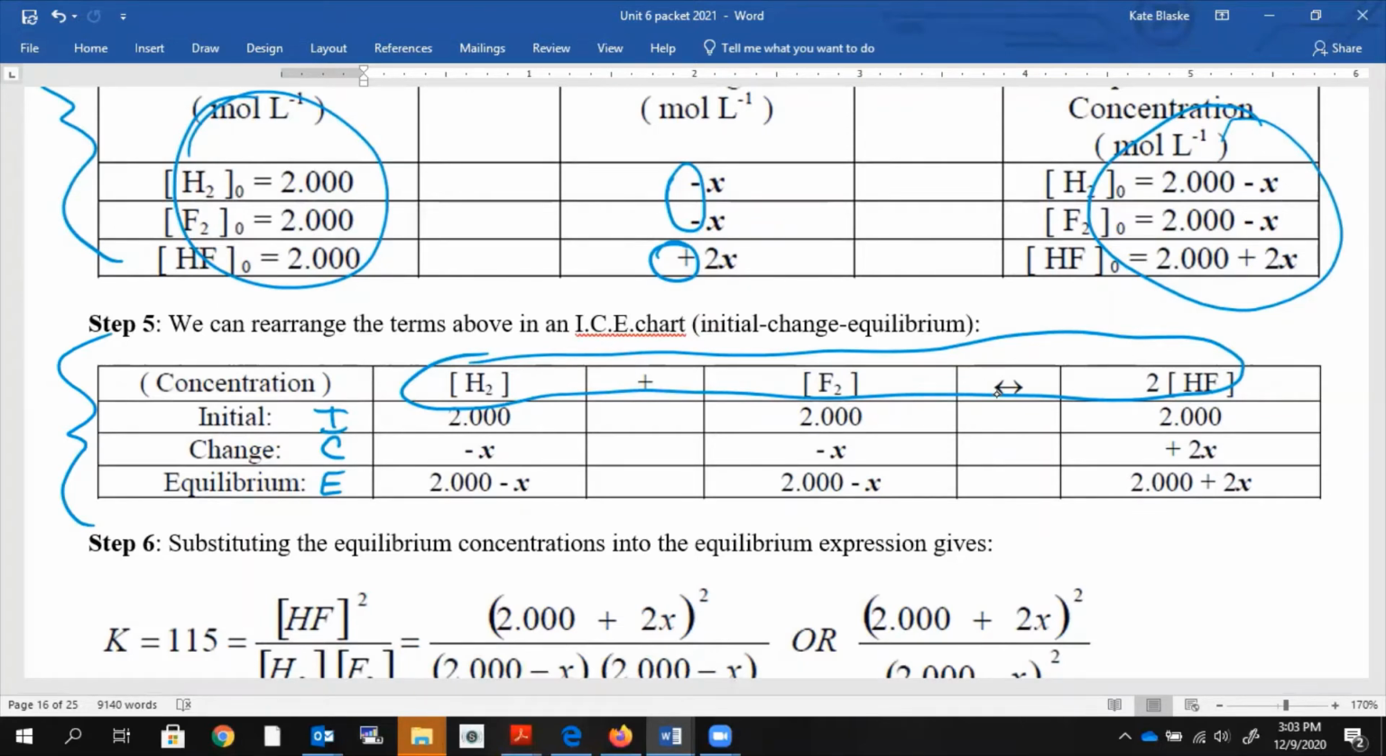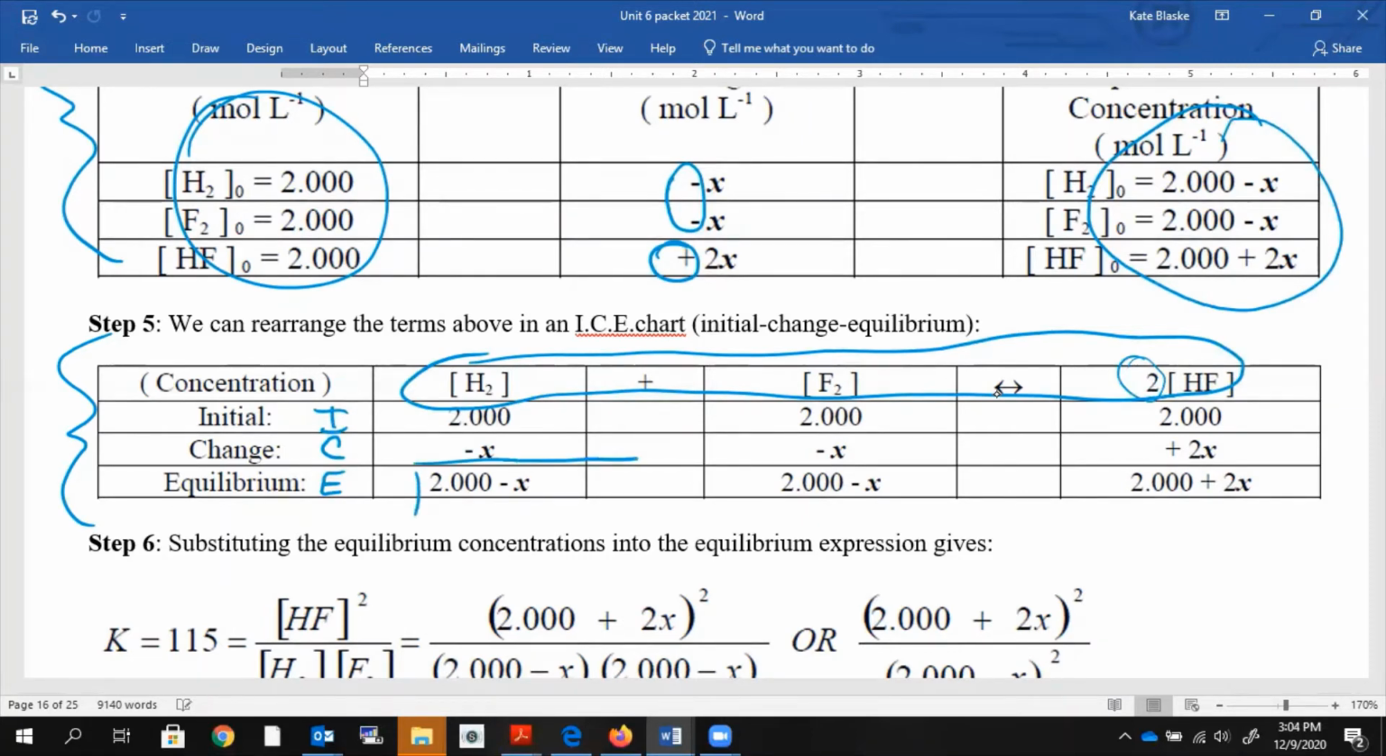Both hydrogen and fluorine are going to lose X, 1X. HF is going to gain 2X. It's 2X because of that coefficient of 2. So the equilibrium, I sum those up. Hydrogen's equilibrium concentration is going to be 2 molar minus X. Fluorine's concentration at equilibrium is going to be 2 molar minus X. And hydrofluoric acid's concentration at equilibrium is going to be 2 molar plus 2X.